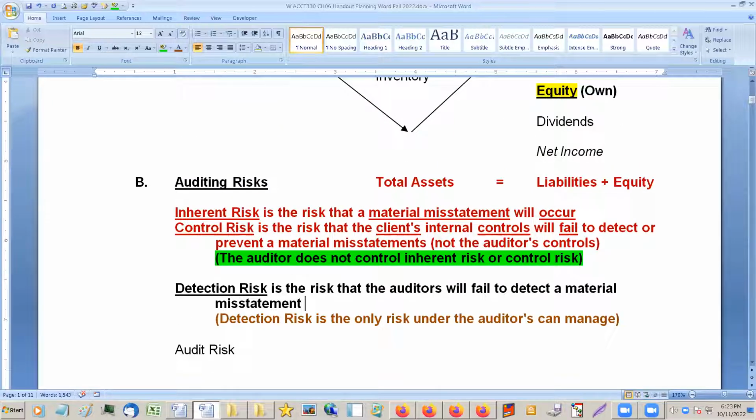You know, we can audit to the 90% level, to the 95% level, 99% level, whatever it is. We do have some control over this detection risk.